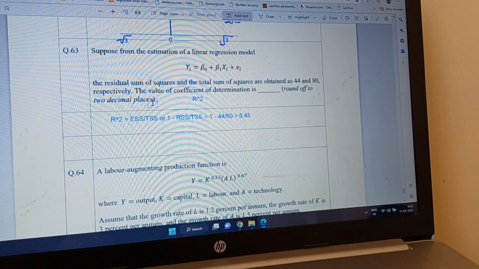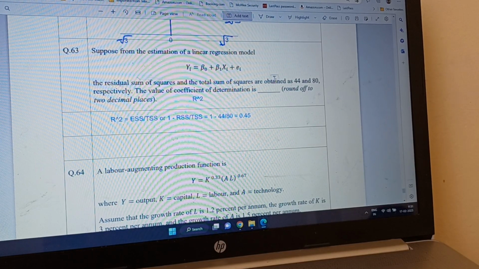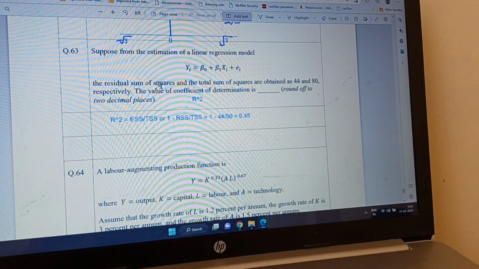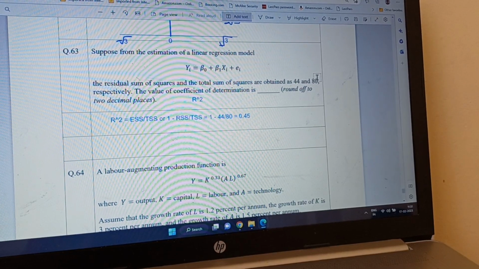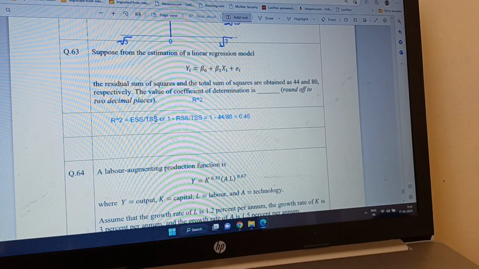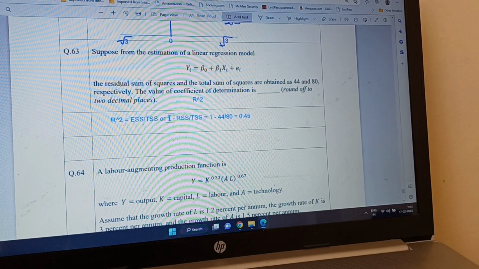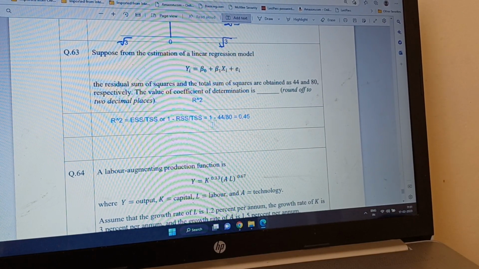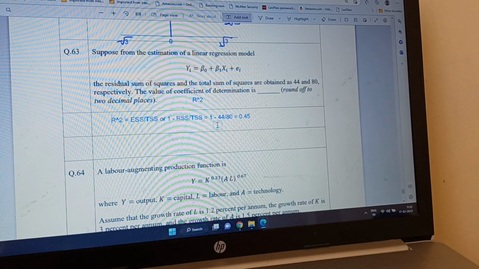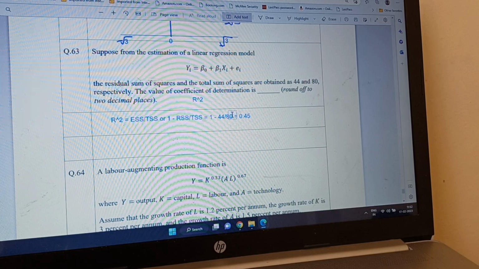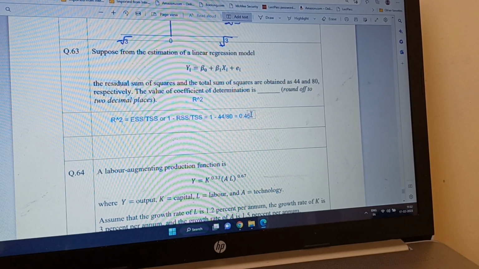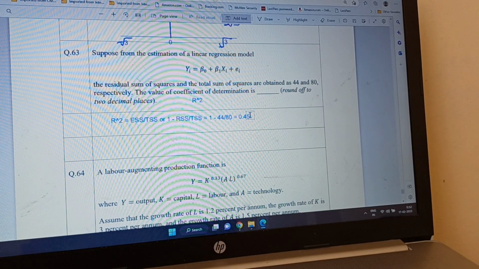We have not been given the explained sum of squares, but we have been given the residual sum of squares. Total sum of squares minus residual sum of squares gives the explained sum of squares. In the same way, 1 minus RSS by TSS is the formula for R square, which is equal to 1 minus 44 by 100, which is 0.55, so this becomes 0.45.